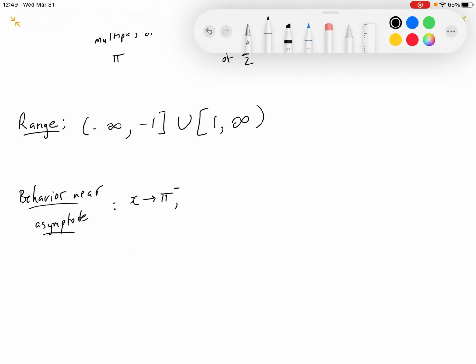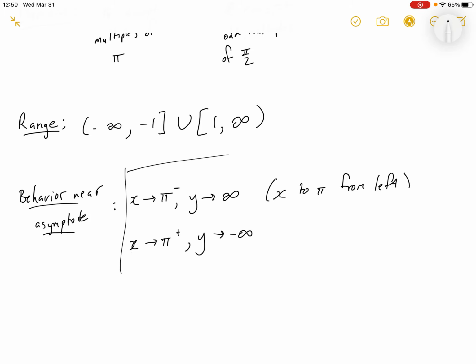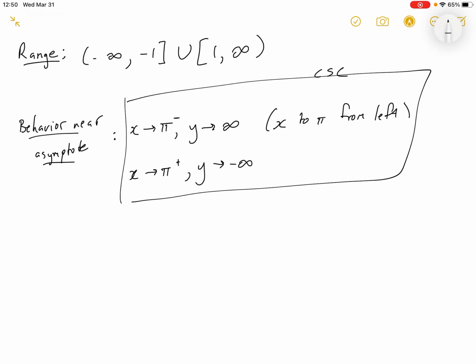Okay, so once again, this is for cosecant. So y is going to positive infinity as x goes to pi from the left. And then from the right, as x goes to pi from the right, y is actually going to go down to negative infinity. And all of this is for cosecant. This would be true for any multiple of pi, except the y might change from positive to negative. And you could also do a similar thing for secant, so I'll let you think about that. You would just change the pi to pi over 2.